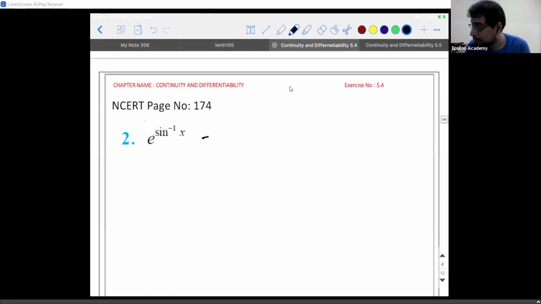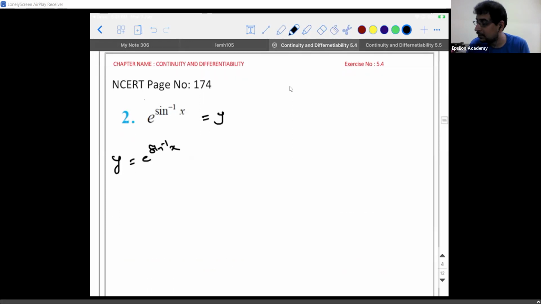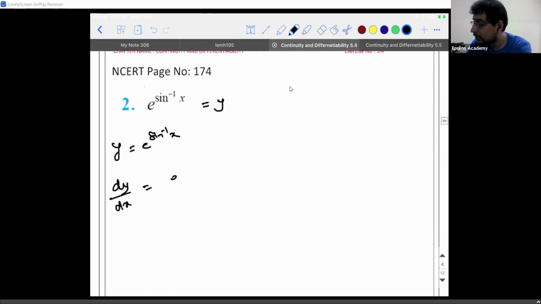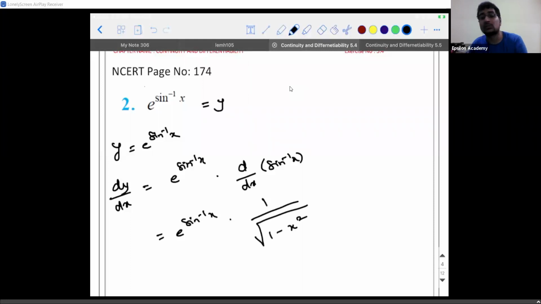e power of sin inverse x. So dy by dx will be equal to e power of sin inverse x into d by dx of sin inverse x. Right? e power sin inverse x into the derivative of sin inverse x, which is 1 by root of 1 minus x square. Simple.